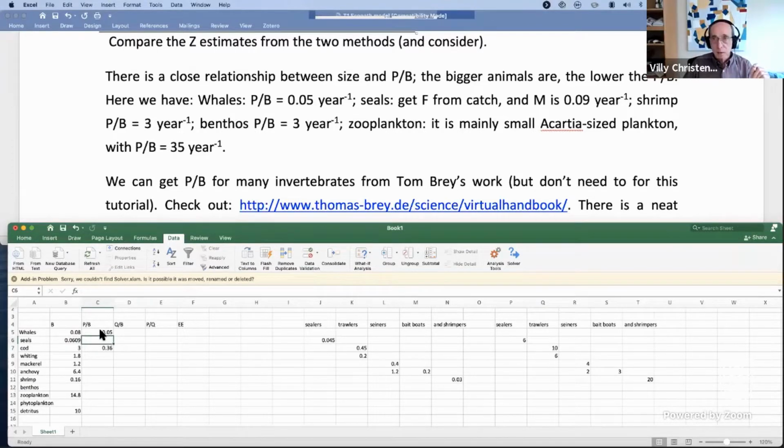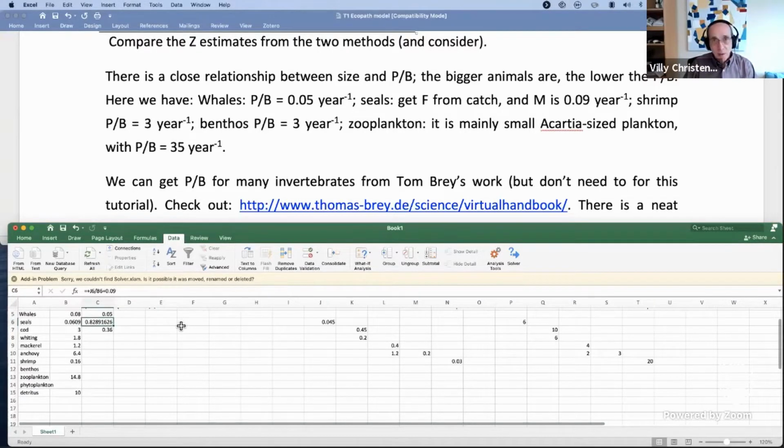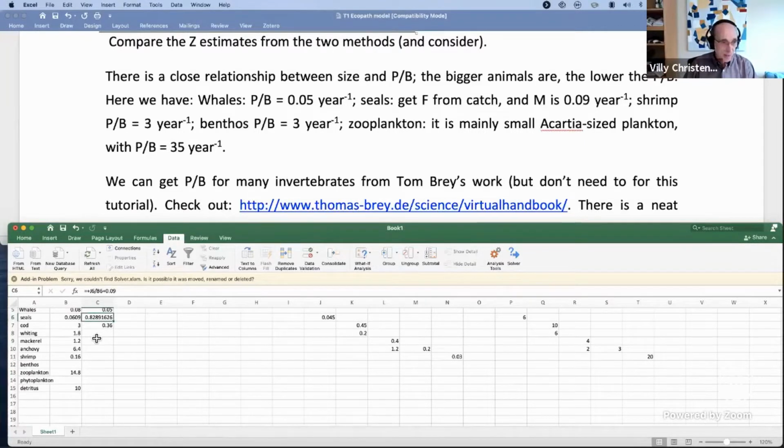Seals get F from catch and M is 0.09. Okay, so plus catch divided by biomass, and plus 0.09. Oh, it's a very high one. Yes, it is very high, and that's why the model is not going to balance. I was going to surprise you with that later, because I made a mistake in my entry on purpose, of course. I'm going to find it later, but right now let's just forget that that number is too high.